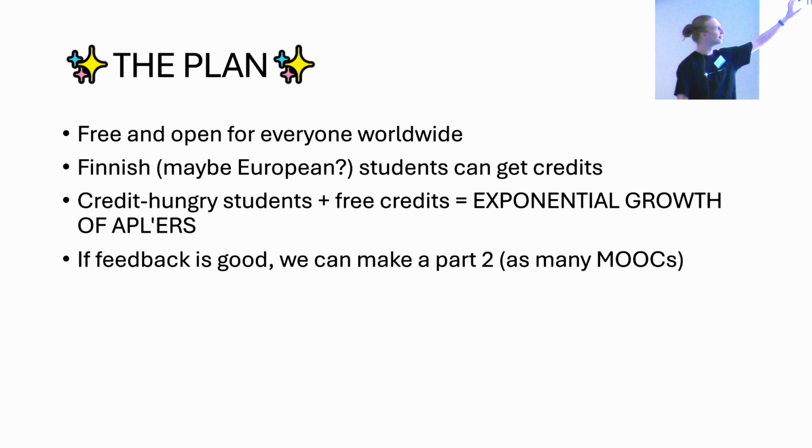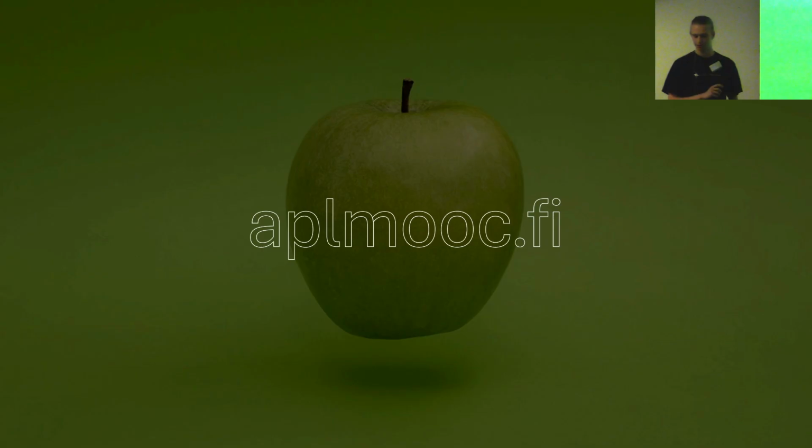So my fundamental equation here is that if we have students that are hungry for credits, who want to complete their degree, and there's free credits on offer through our course, then obviously they're going to take it, and we're going to get a huge boom of APLers in the future. That's the dream, anyway. And actually, most programming MOOCs have 2 parts. We're only planning for one 5-credit part right now, but if there's good feedback and room to expand, we can do that as well.